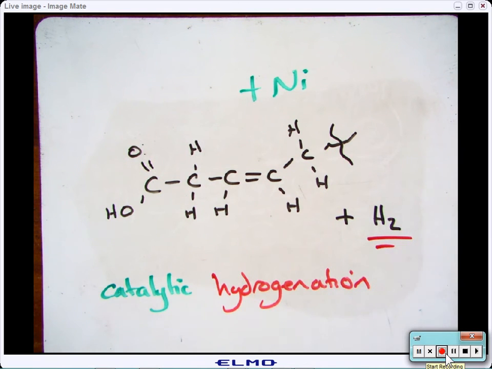To speed up the reaction, in this process they'll use a nickel catalyst. Therefore the name of this process is catalytic hydrogenation. Now if you remember again back to the earlier stuff that you did in year 11, catalytic means using a catalyst, something that speeds up the rate of reaction without getting used up.